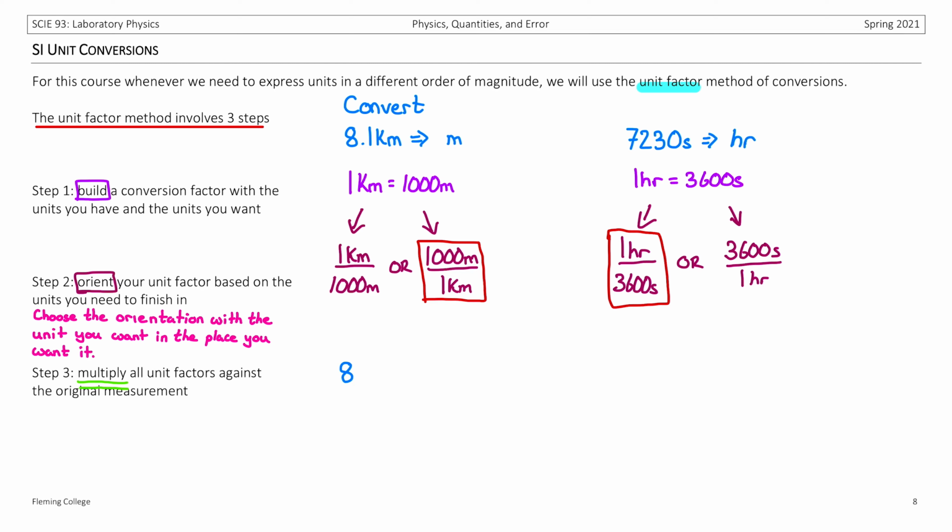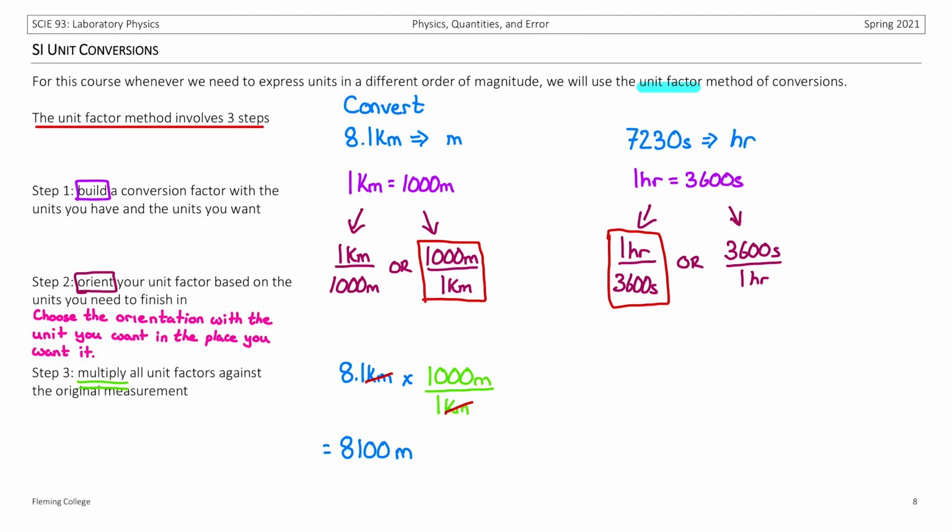So here we write down our original measurement of 8.1 kilometers, and we multiply that by the oriented unit factor of 1,000 meters over 1 kilometer. Our calculator gives us the number 8,100 as the value, and we look at the units canceling out. We cancel a kilometer with a kilometer, and we're left with meters only, which is good.